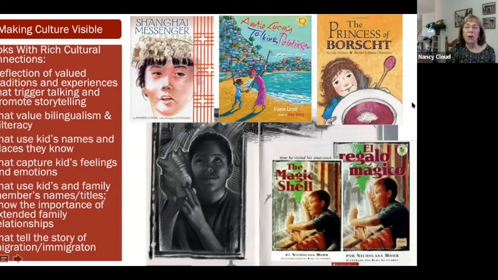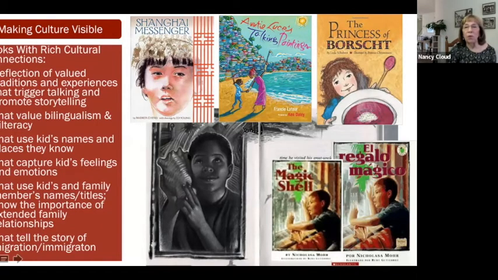So all of the books that you see on the screen, this one for Spanish, representing a Dominican experience, this one for Russian, and also Ukrainian, where borscht also happens. This one for Haitian Creole, and this one for Chinese American experience. These have very rich cultural connections, and they all show valued traditions and experiences that can help our kids speak and write and tell stories that are very similar to the ones that they're seeing in the book.